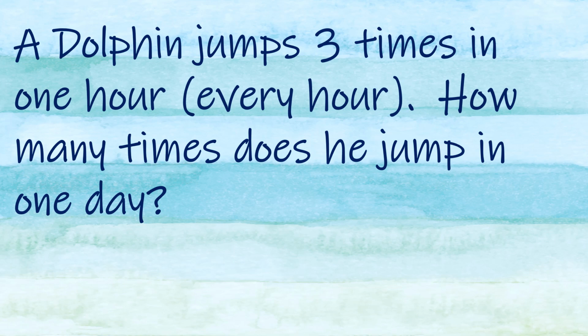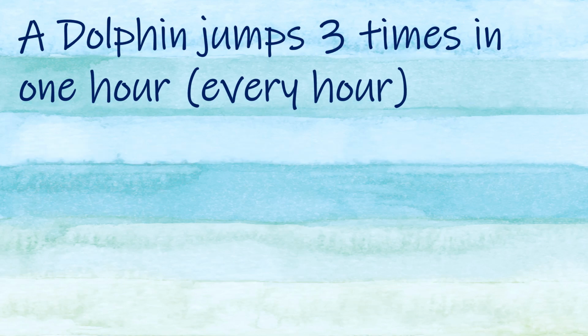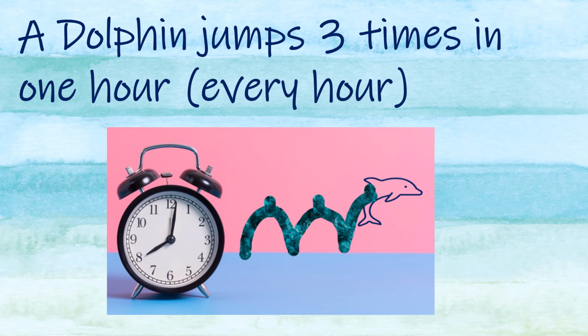Okay, let's see another example. A dolphin jumps 3 times in 1 hour, every hour. How many times does he jump in 1 day? Again, let's take it one step at a time. So let's take the first part. A dolphin jumps 3 times in 1 hour. So we draw it like this. The clock is the container, the 1 hour. And in here we have the 3 jumps. 1, 2, and 3 jumps of the dolphin. So 3 jumps in 1 hour.